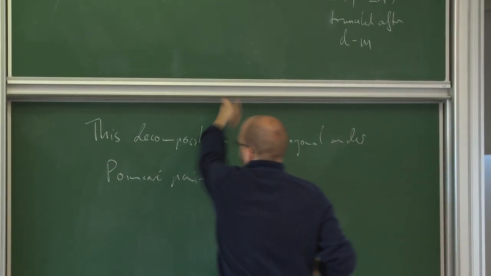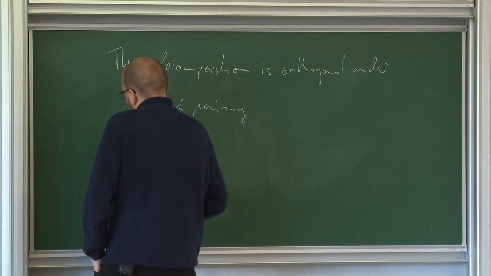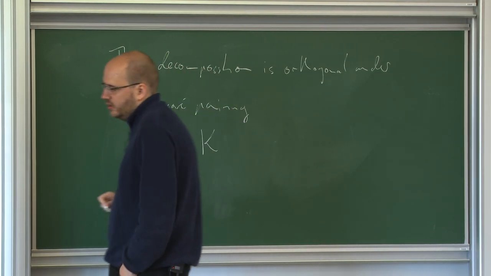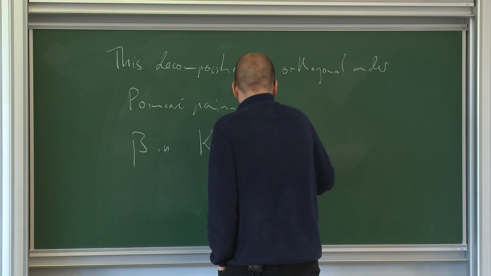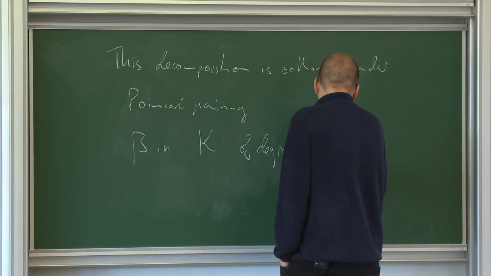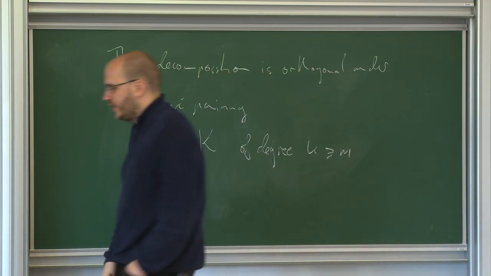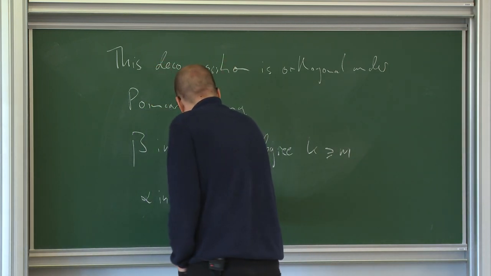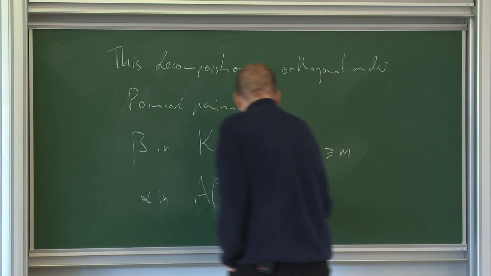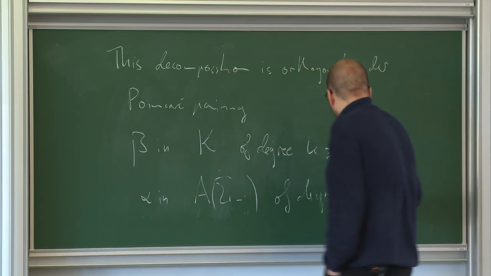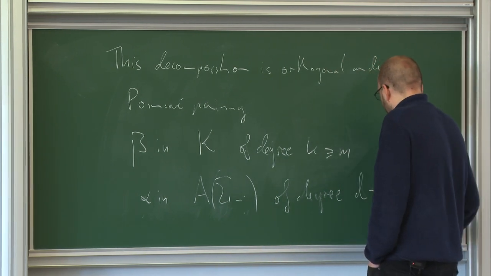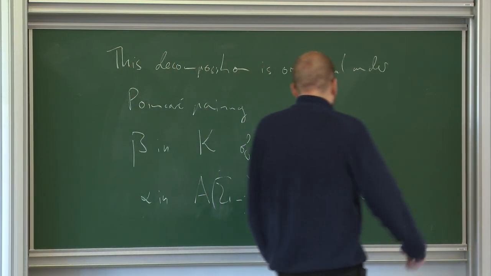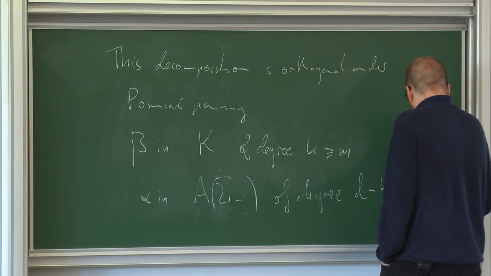Okay. So let's consider beta in K of degree lowercase k larger or equal to m. Right, and then let's look at alpha in A sigma minus of degree, well, what is the degree? It's d minus k. Right, and since k is at least m, this here is at most d minus m.